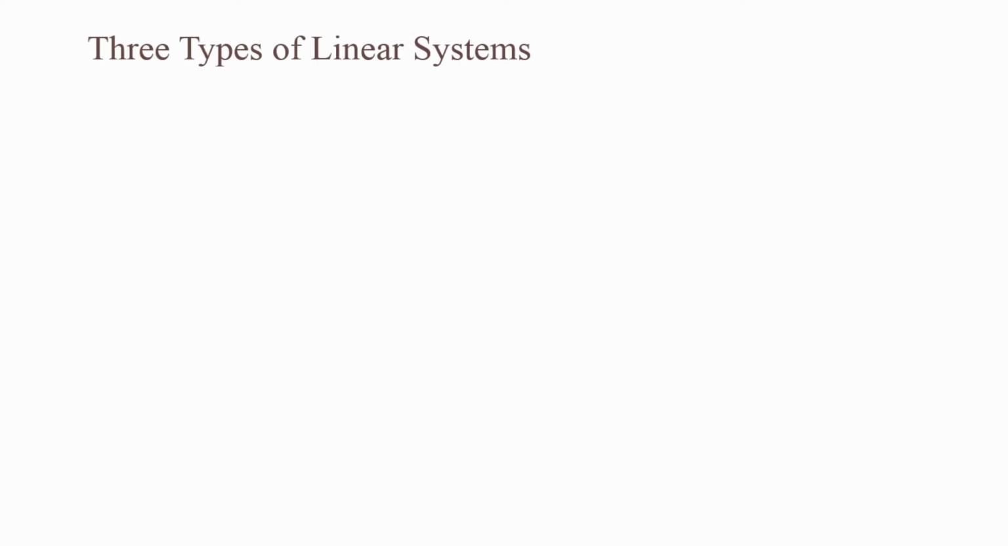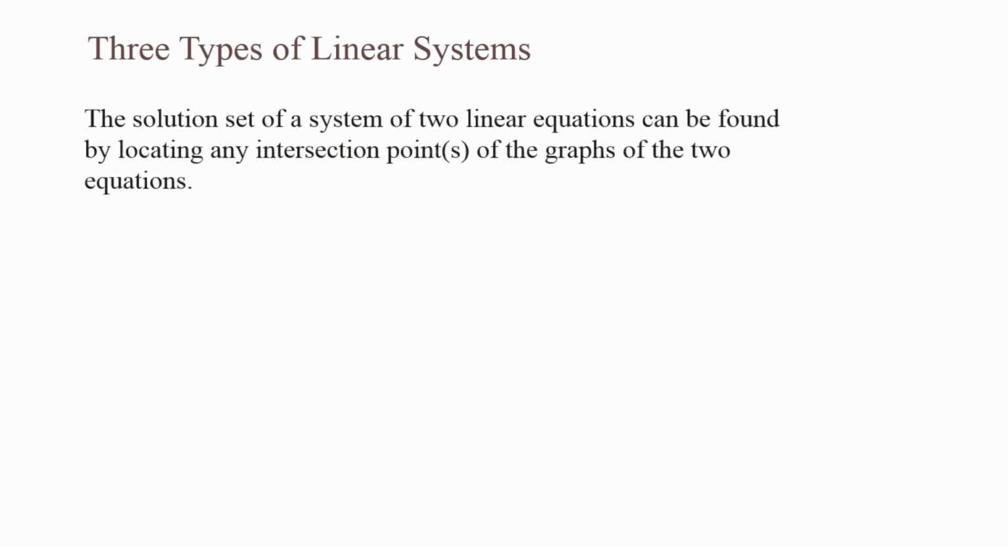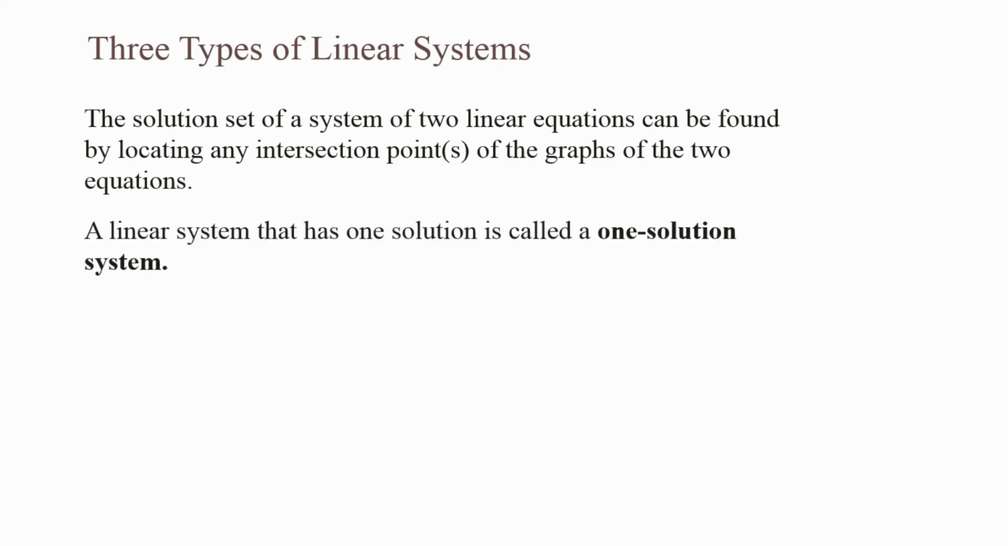Three types of linear systems. The first type that we're going to talk about is when the solution set of a system of two linear equations can be found by locating an intersection point of the graph of the two equations. A linear system that has one solution is called a one-solution system, which is our first type of linear system.